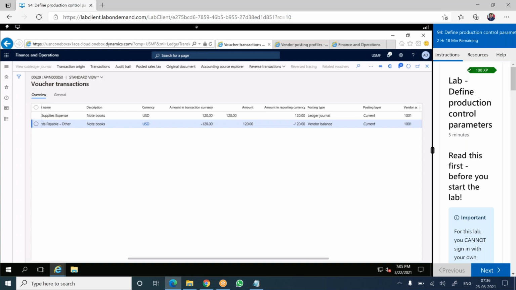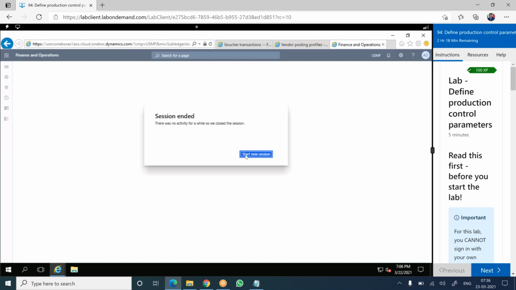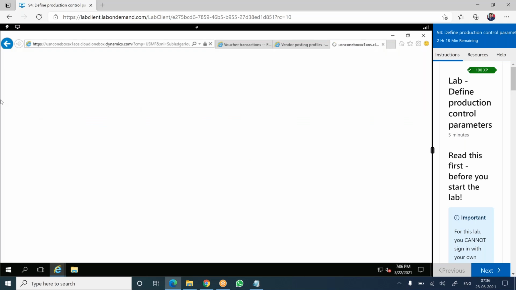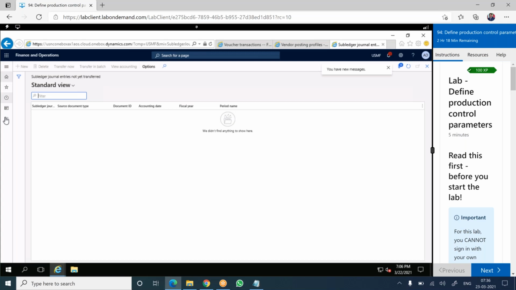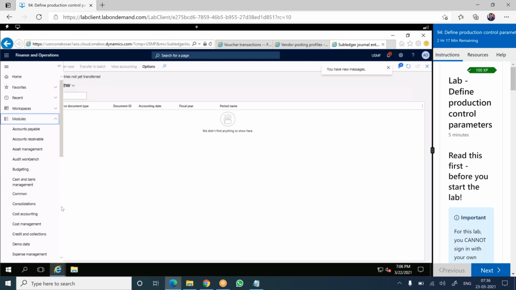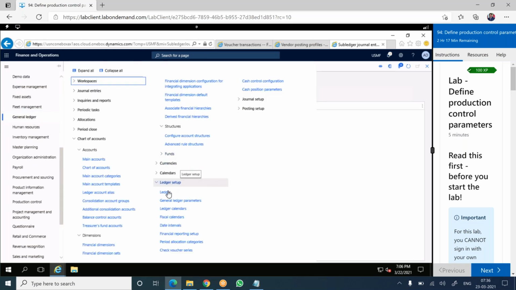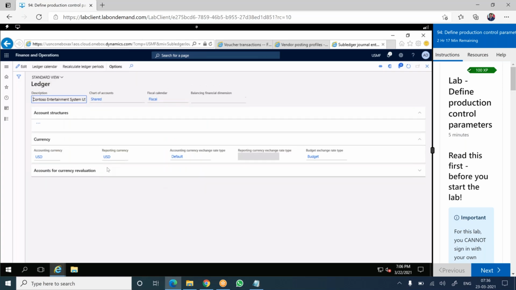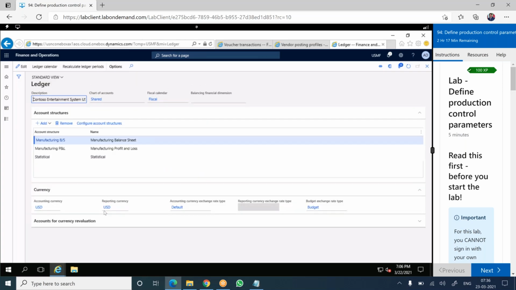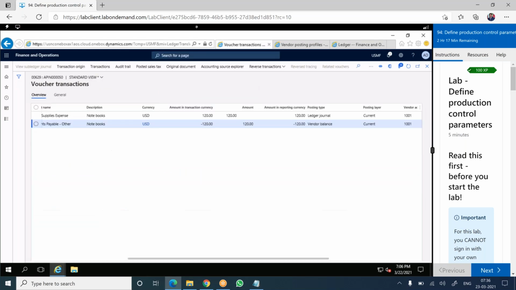Satya, where is it showing which currency? Currency is USD here, and it applies to the amount in transaction currency, I believe. Correct? Always it will show transaction currency here. Accounting currency and reporting currency, let me show you in the ledger form, general ledger, setup, ledger. Here accounting currency is USD, reporting currency is USD, and the transaction currency is also USD. That is the reason there is no change in the values, all are the same.